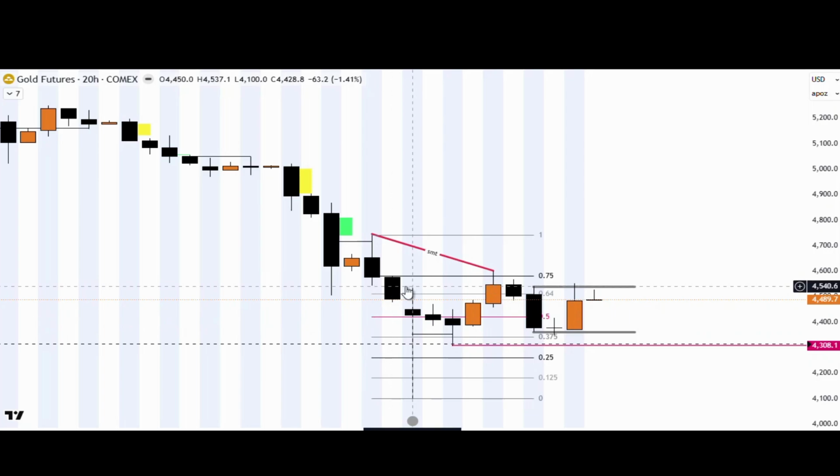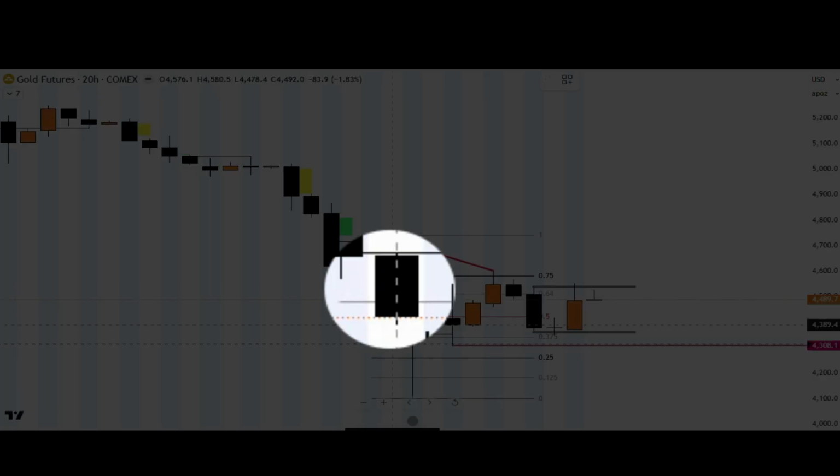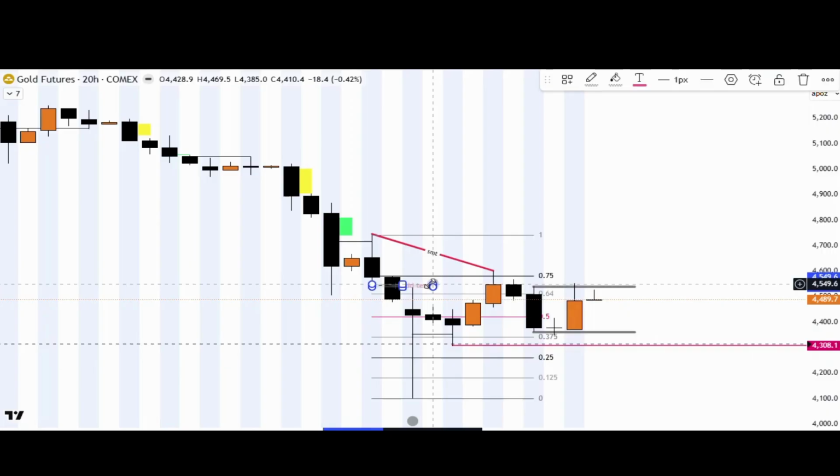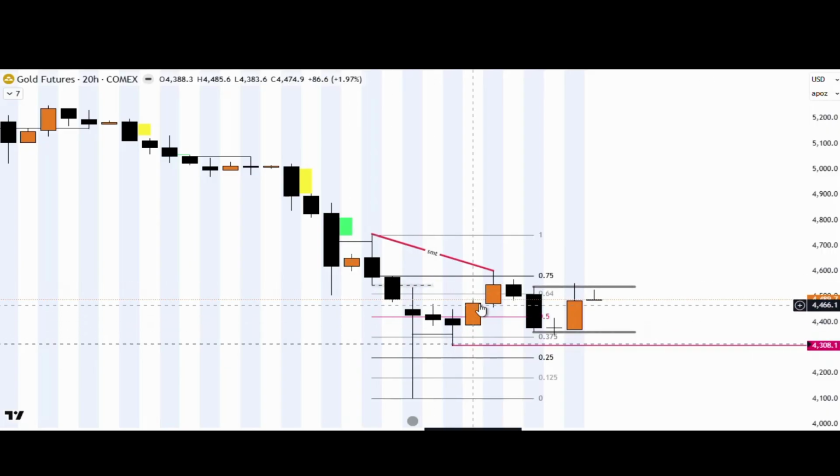Now, right here, we have a fair value gap. It's hard to see, but there is a fair value gap here. Okay, just right here, it's a fair value gap. So my eyes are drawn to this fair value gap. We do go into it, right? But also we have a fib from this high to this low. So nothing complicated so far.